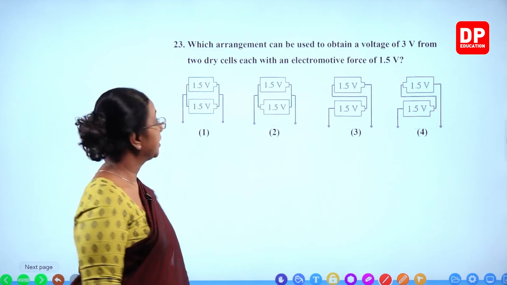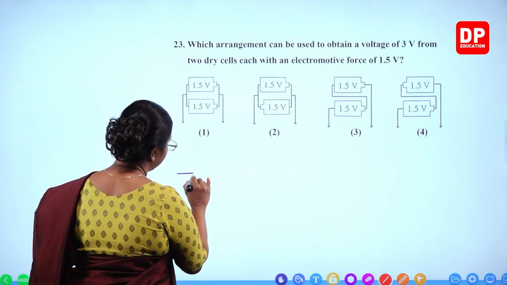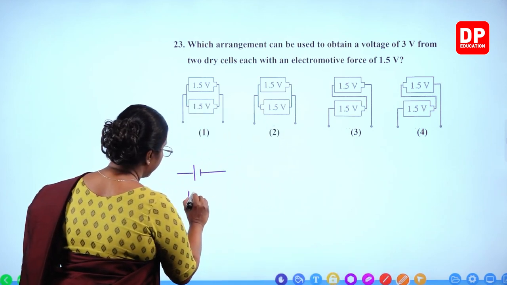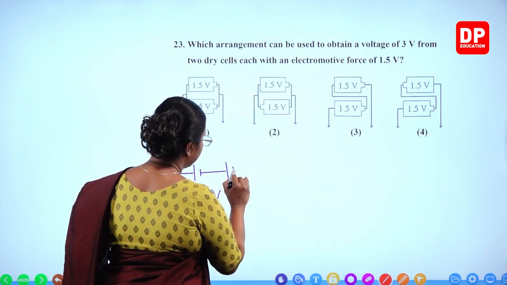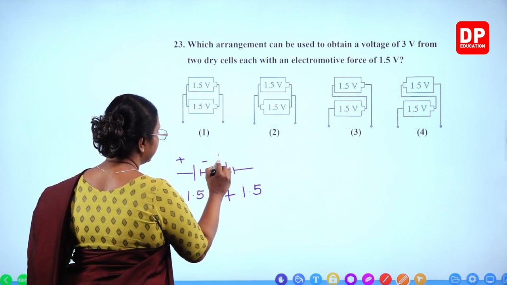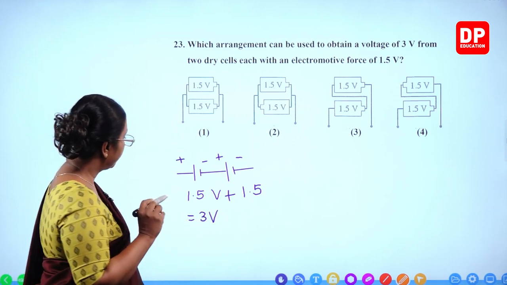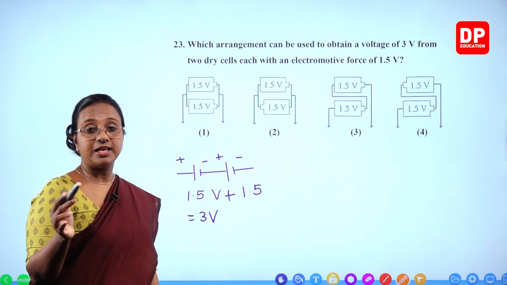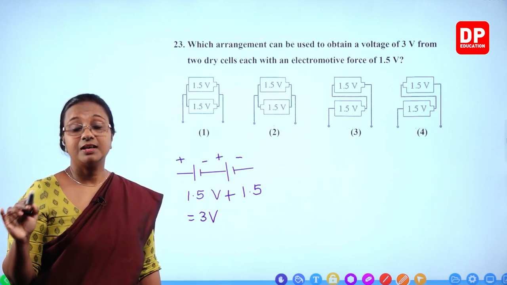Question 23. Which arrangement can be used to obtain a voltage of 3 volts from 2 dry cells, each with an electromotive force of 1.5 volts? Now, you all know, when we have a battery with 1.5 volts, if you connect another battery that also has 1.5 volts in the correct manner, positive to negative, then the potential difference adds up and will give you the total 3 volts. So, you have to make sure that the terminals are connected alternately, plus, minus, or minus, plus, in that order, so that the potential difference adds up.